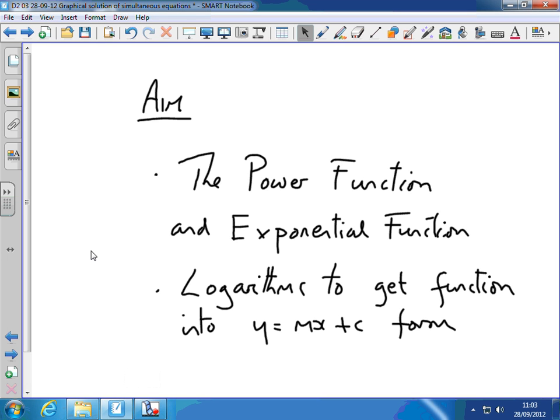So the aim of this part of today is to look at what we mean by power functions and exponential functions, and then start thinking about how we can use logarithms to get these functions, these power and exponential functions, into a form y equals mx plus c, which you might recognize as the equation of a straight line. So that's what we're aiming for.